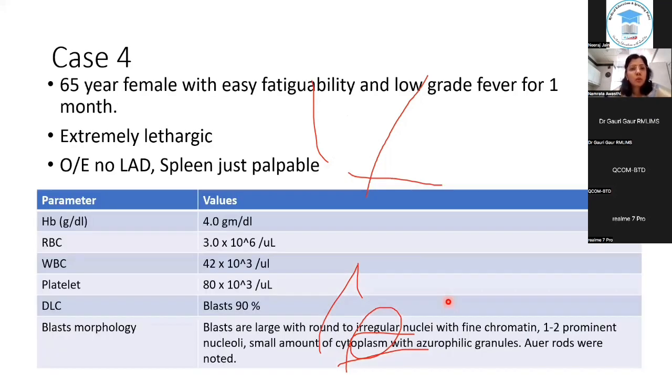This brings us to case number 4. Can we just erase these red lines here?